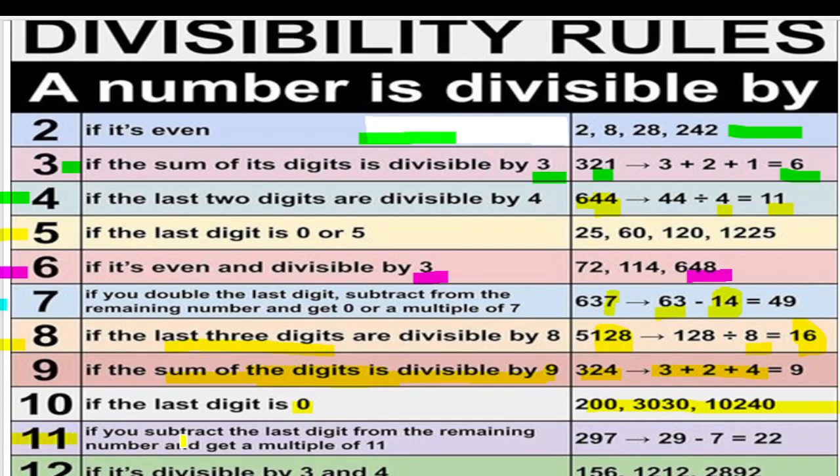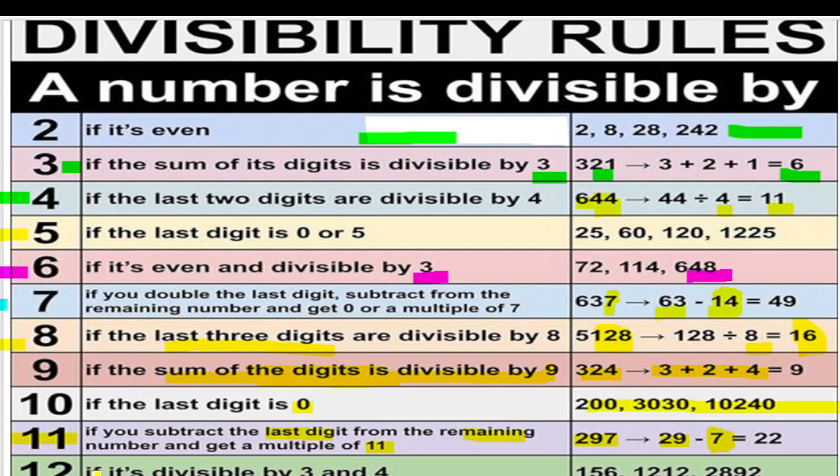A number is divisible by 11 if you subtract the last digit from the remaining number and get a multiple of 11, like 297, so 29 and the last digit left is 7, so 29 minus 7 is 22. So this number will be easily divisible by 11.